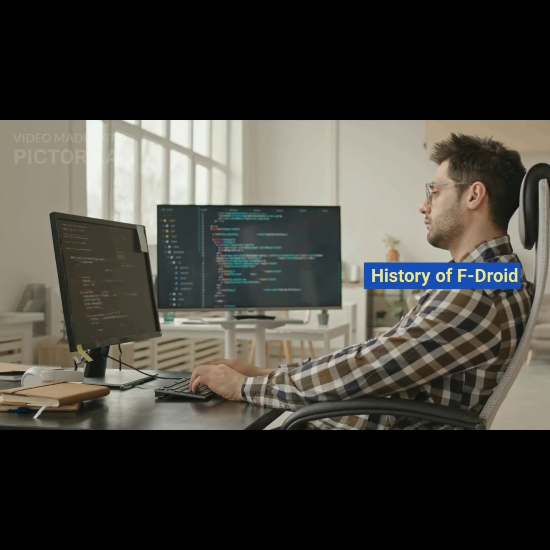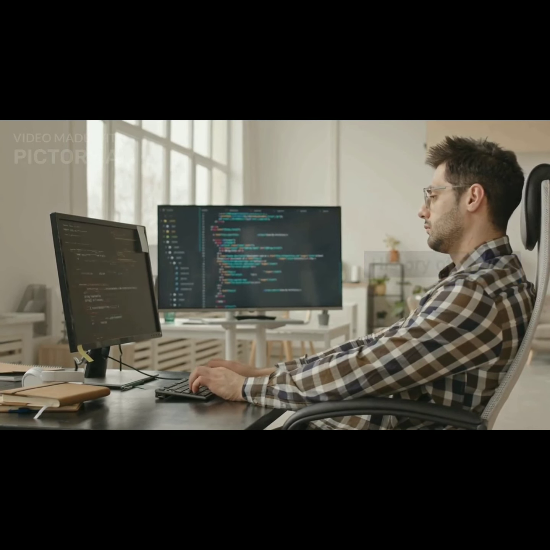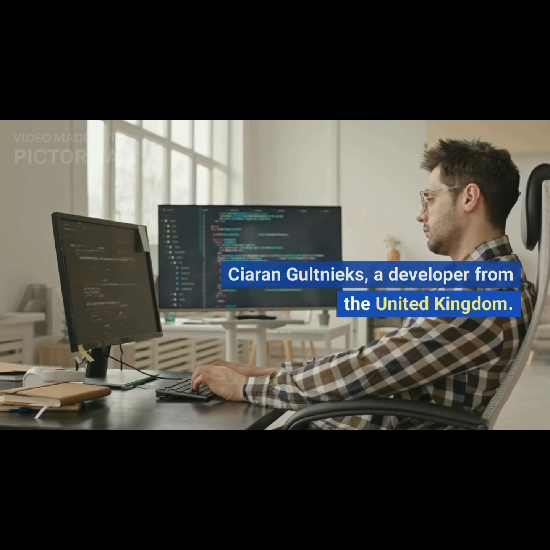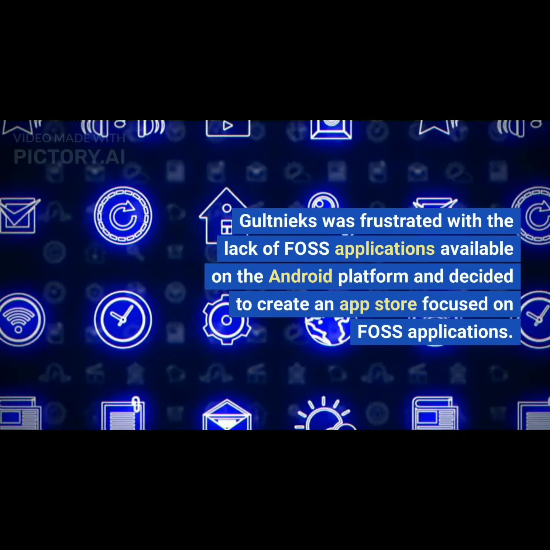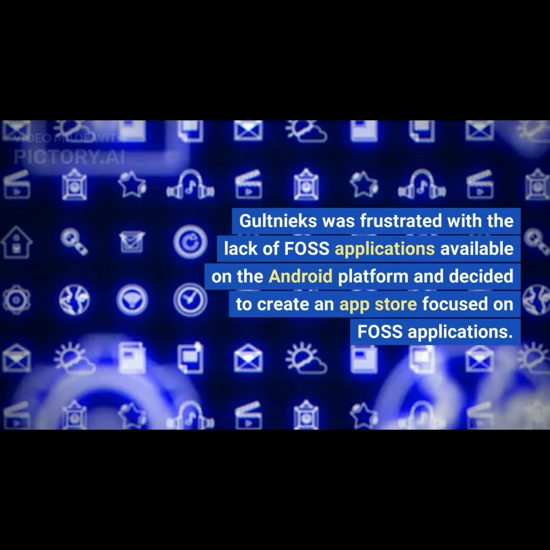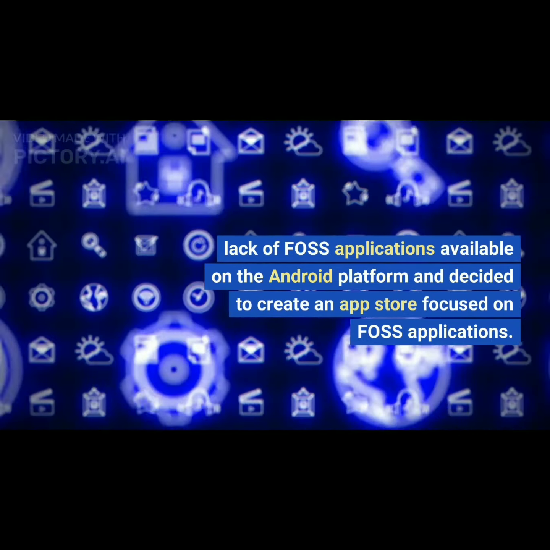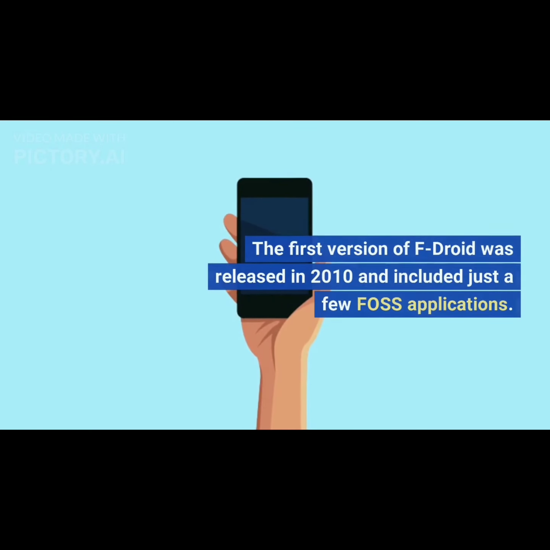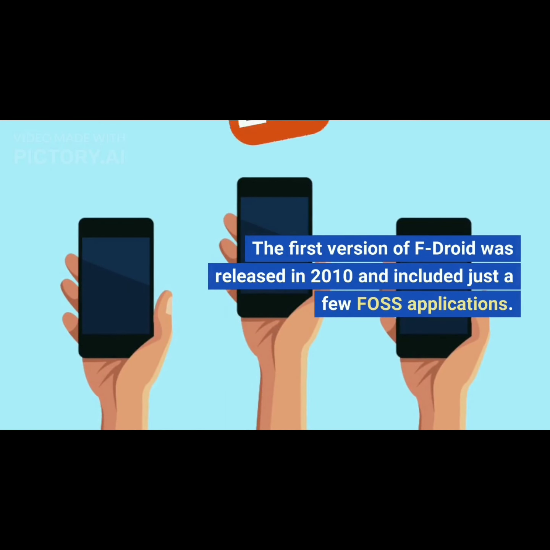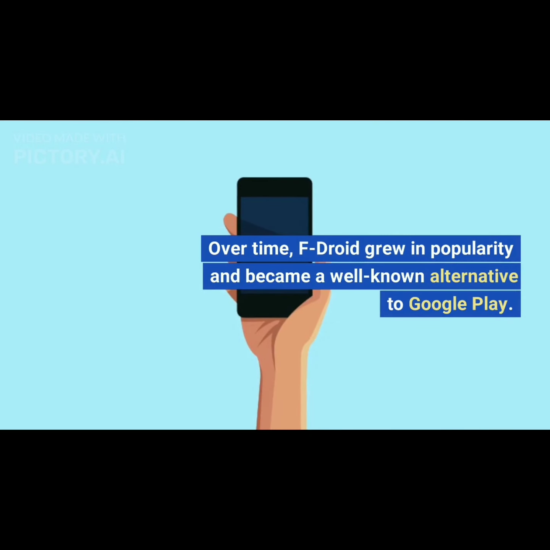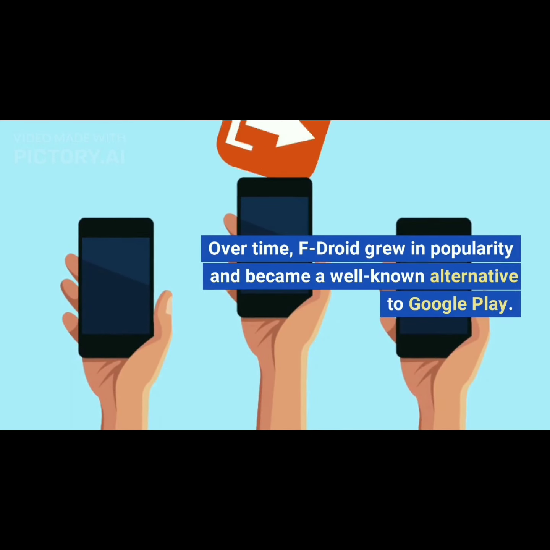History of F-Droid. F-Droid was founded in 2010 by Kieran Gultnieks, a developer from the United Kingdom. Gultnieks was frustrated with the lack of FOSS applications available on the Android platform and decided to create an app store focused on FOSS applications. The first version of F-Droid was released in 2010 and included just a few FOSS applications. Over time, F-Droid grew in popularity and became a well-known alternative to Google Play.